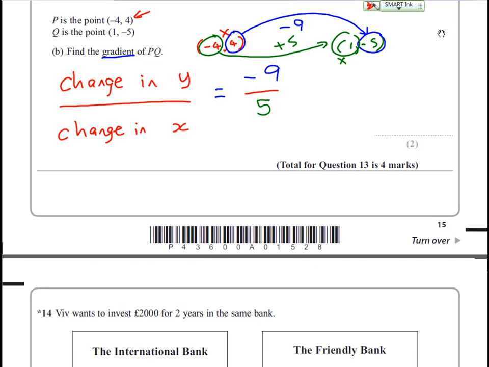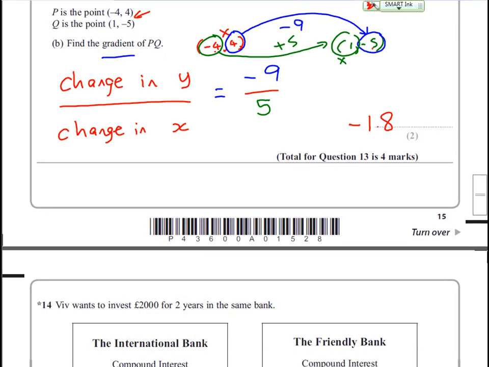Do it on your calculator. Minus 9 divided by 5. So thinking about that value, minus 1.8. Just check we've done it right. 4 to minus 5 is 9. Yep. Minus 4 to 1 is 5. So that's fine. Okay.